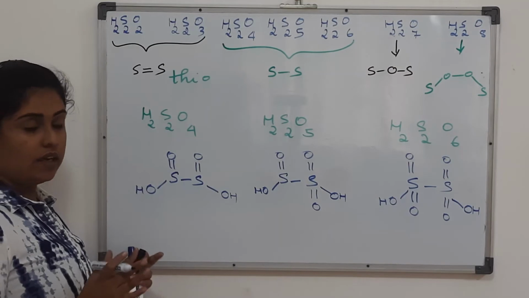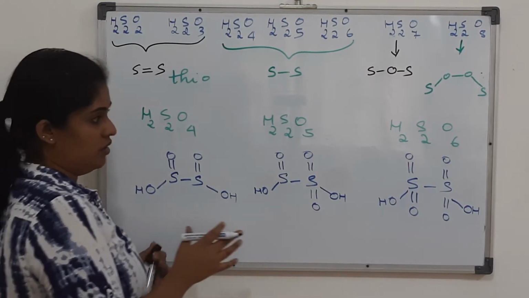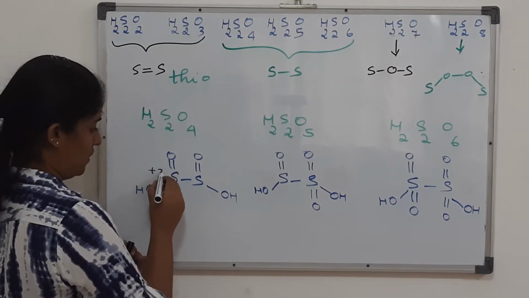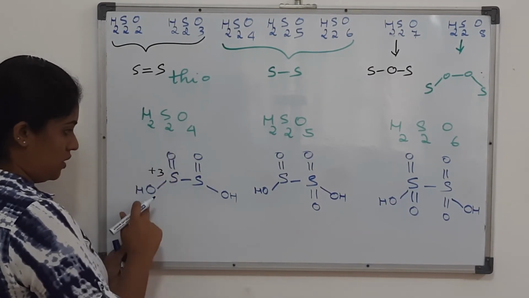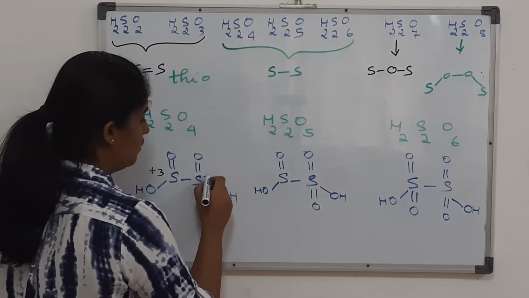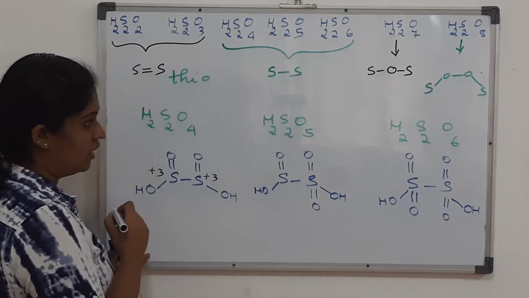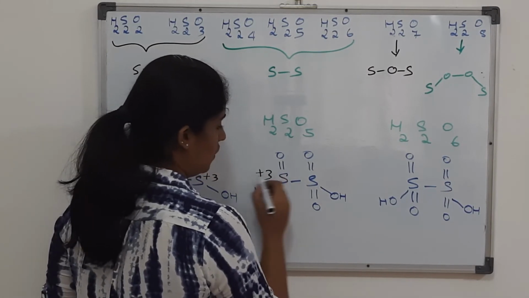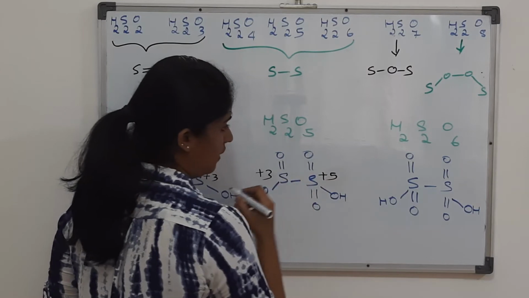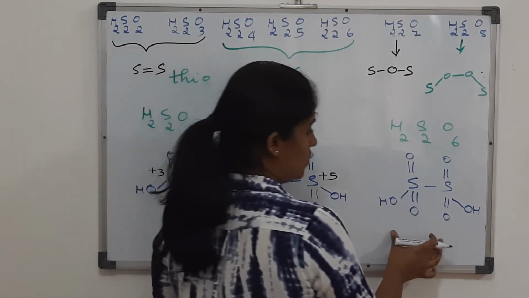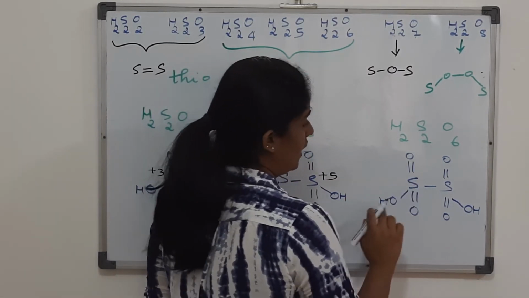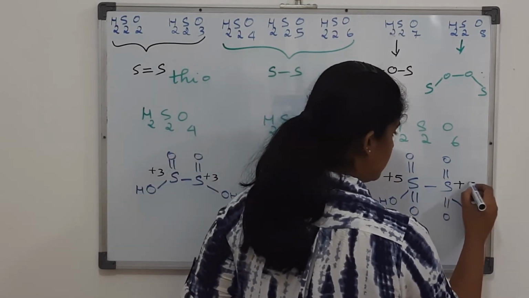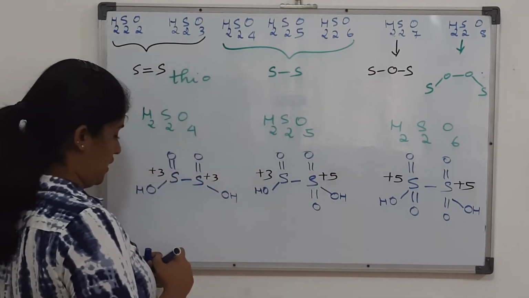So now to write their chemical names, let's look into their oxidation states. So in this particular one, sulfur is in +3 oxidation state because it's like -2, -1. So +3. Similarly, this sulfur also is in +3 oxidation state. And this one, if you look, you will see that this sulfur is in +3 oxidation state. This sulfur is in +5 oxidation state. And for this one, -2, -2, -1, all of them are in +5 oxidation state. This sulfur as well as this sulfur, both of them are in +5 oxidation state.